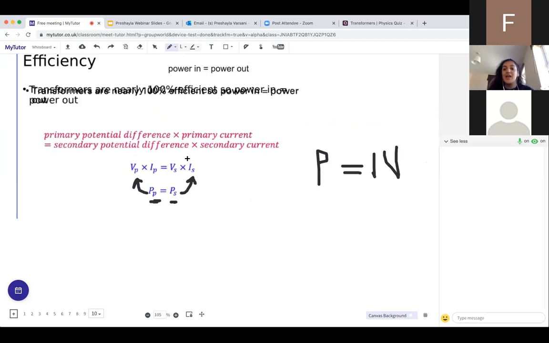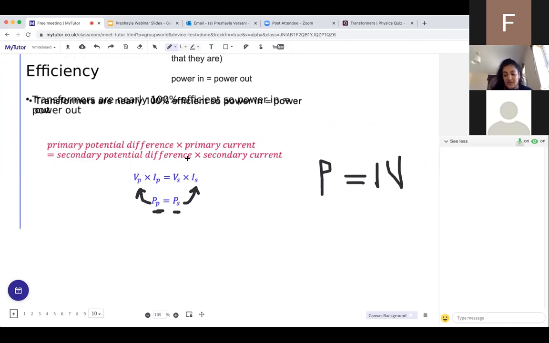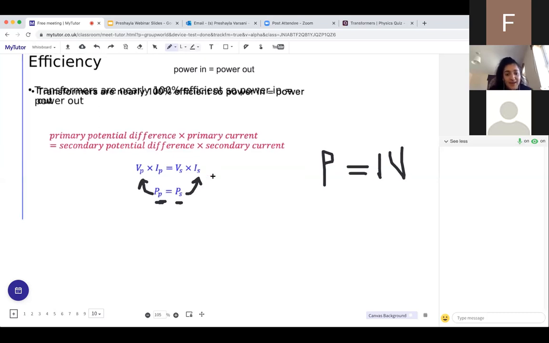So this is another equation that we use in transformers and another equation that you're going to need to apply. Again, it can be quite difficult to rearrange. So we have VP IP equals VS IS. You may see it written like this without the times. That's fine. Just because they're next to each other, that means timesing. So you need to be able to rearrange it for any of those four terms.